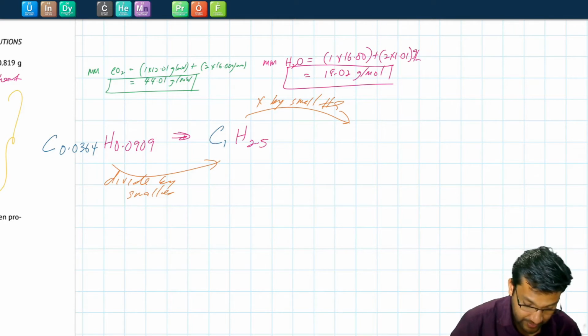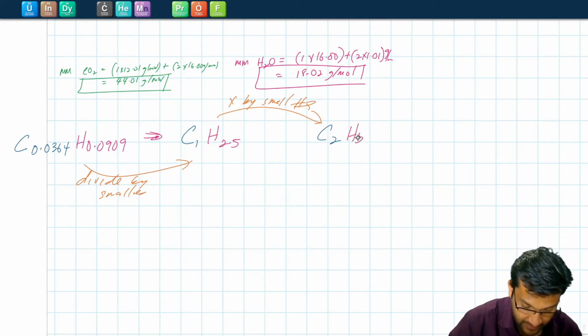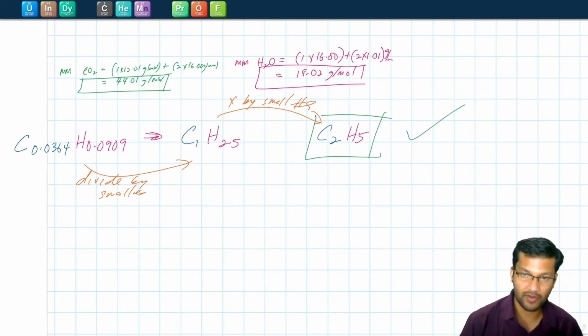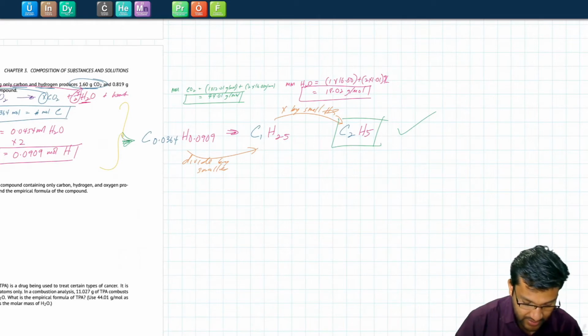Let's try multiplying by 2. So 1 times 2 for carbon is 2. 2.5 times 2 for hydrogen gives us 5. So they're all whole numbers now. So this is the empirical formula. So once we get here, the steps are pretty much the same.